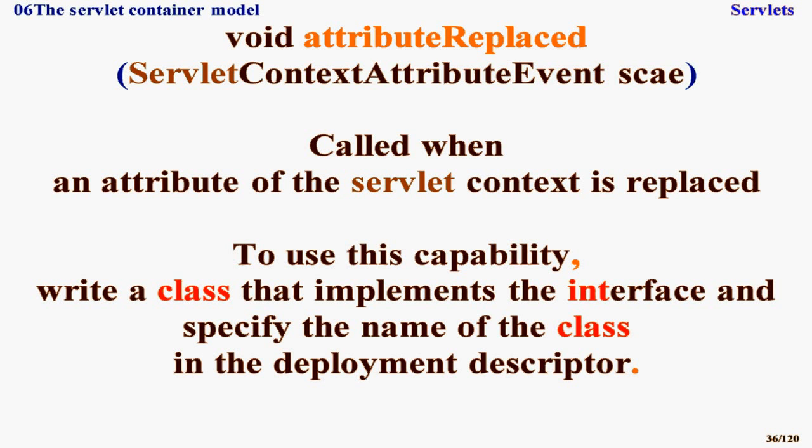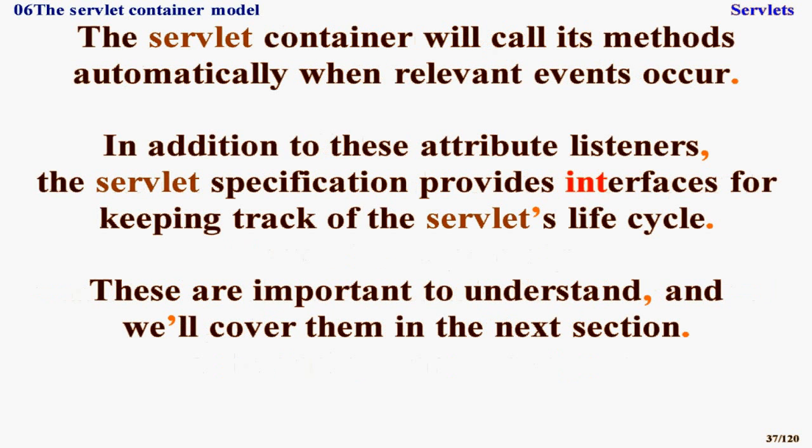To use this capability, write a class that implements the interface and specify the name of the class in the deployment descriptor. The servlet container will call its methods automatically when relevant events occur. In addition to these attribute listeners, the servlet specification provides interfaces for keeping track of the servlet's lifecycle. These are important to understand, and we'll cover them in the next section.